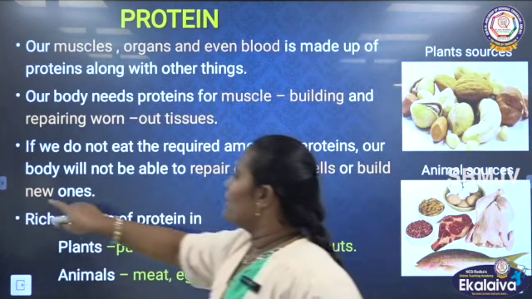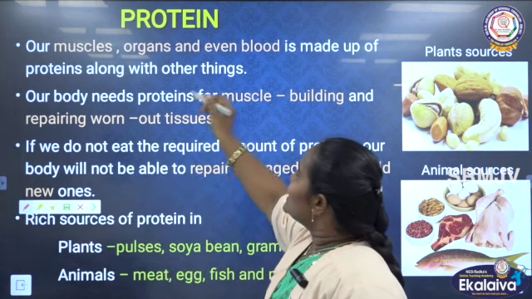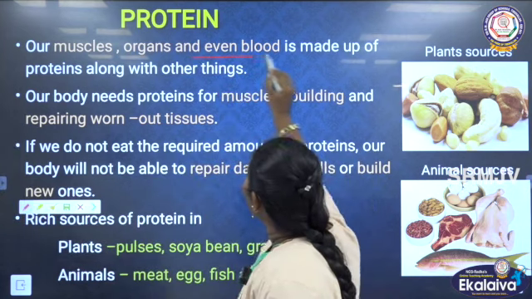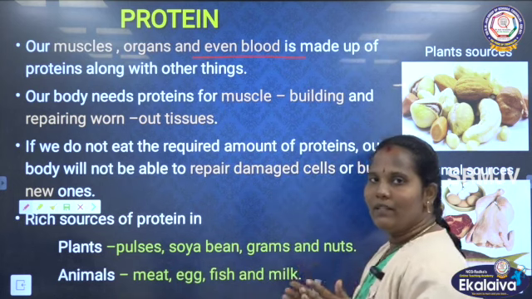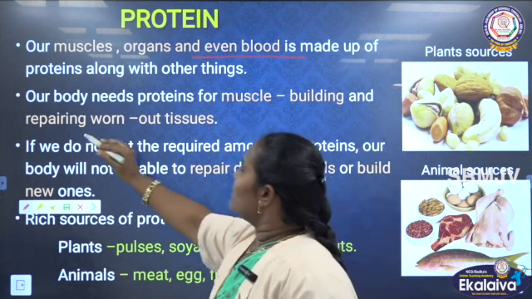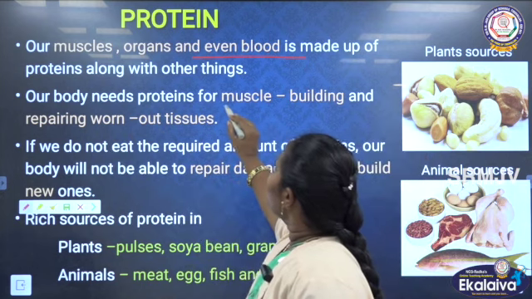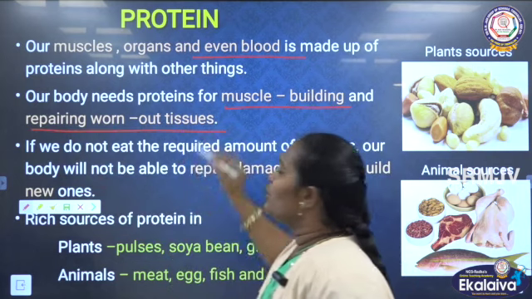See, next one is protein. Our muscles, organs and even blood are made up of protein. Our body, blood, muscles, everything is made up of protein. How can we say this? Our body needs protein for muscle building and repairing worn out tissues.